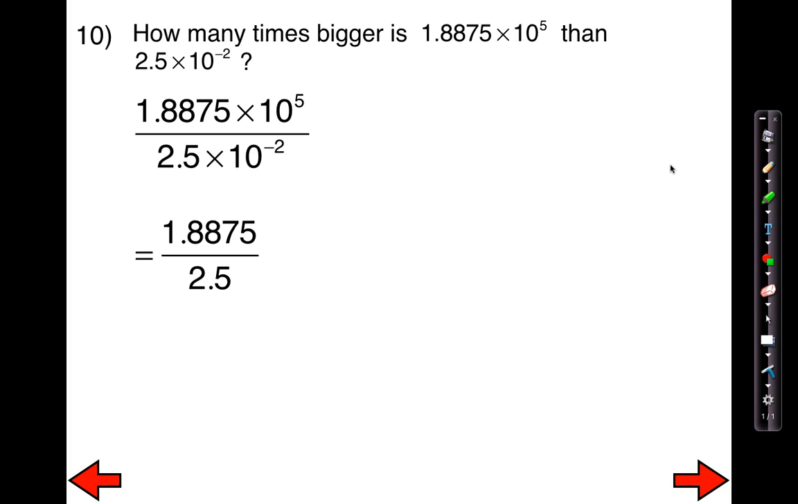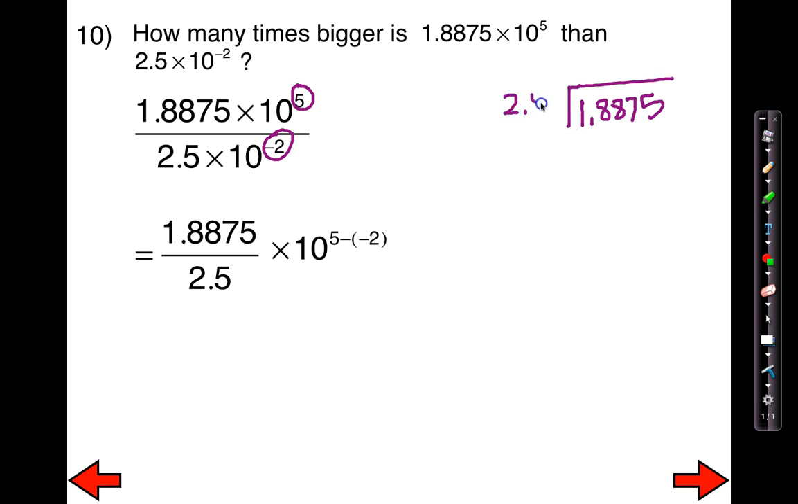1.8875 divided by 2.5 times 10 to the, and since it is a fraction, it's division, so we're just going to subtract the exponents. 5 minus a negative 2. Now here, let's do some side work. 1.8875 divided by 2.5. What's nice about 2.5 is once I move the decimal over, it's just 25.